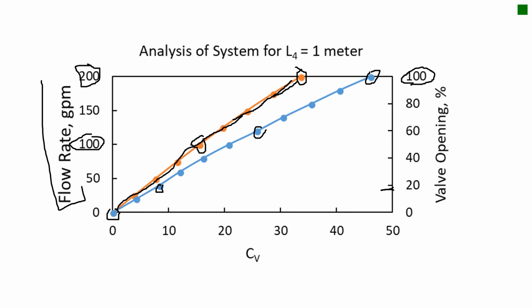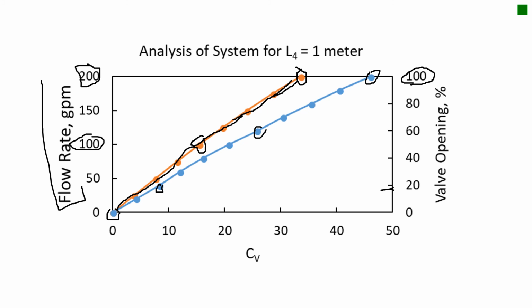A linear valve is defined by that. You would expect a linear valve to have a CV and valve opening percentage being linear. And my system is linear. My flow rate is linear with CV as well. This means that this valve would be a good selection for this system.